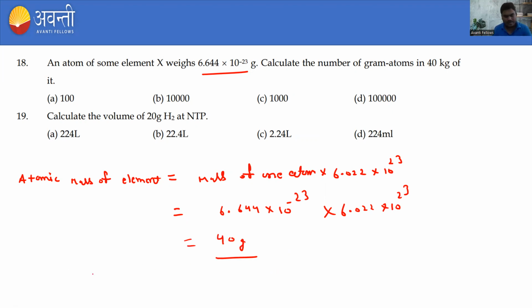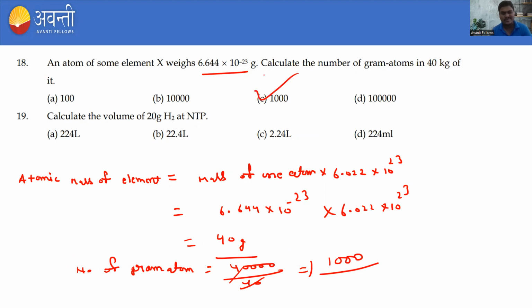Now, the number of gram atoms. In this question, they're asking for the number of gram atoms, which is nothing but the mass upon the gram atomic mass. The mass is already given, 40 kg, meaning 40,000 gram, divided by 40. So 40 cancels, and this comes out to be 1000. So the correct answer is 1000. Very simple question, I guess. You will easily do such questions.